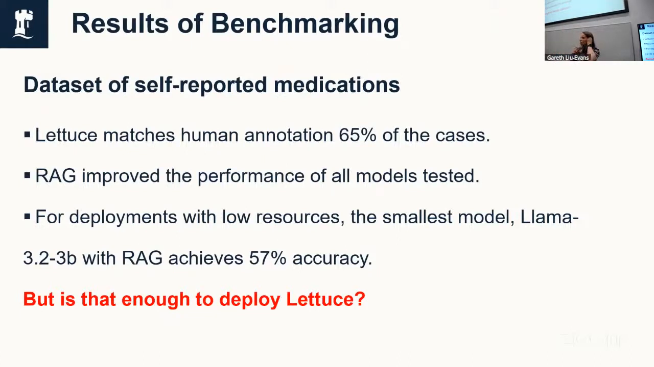Using RAG, so using the LLMs within context, improved all the models that we've used. And even with the smallest model, we've achieved 57% of accuracy. And then the question that came to my mind, which is probably the most exciting and important research question of this talk, is: can we now get Lattice and deploy it widely? What do you guys think?